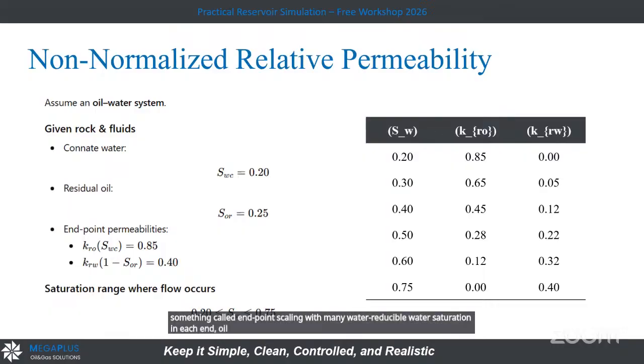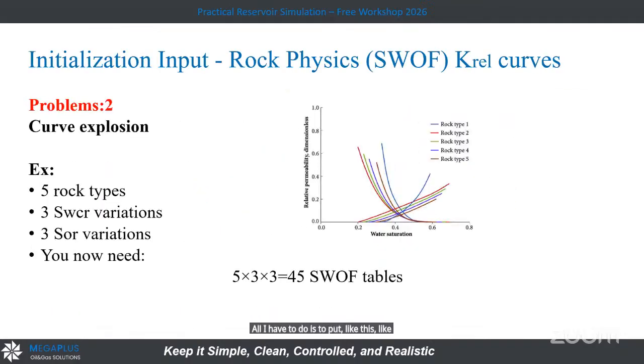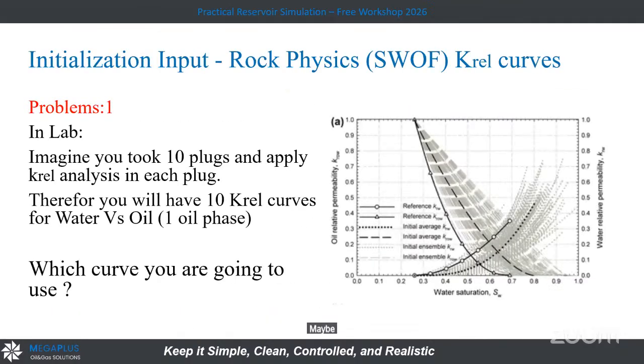So I don't have to put all of these curves. All I have to do is put one like here. Maybe you'll say, like here, I have a lot of curves, so I will take an average. I will do the best fit of all these curves. How many there were doesn't matter. So I have one averaged relative permeability curve.